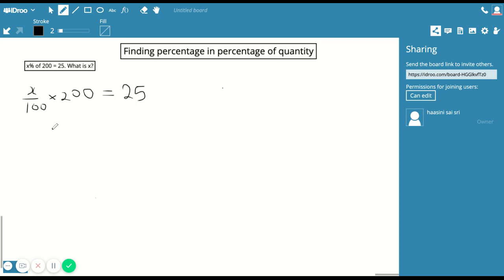Now I know that this and this are being multiplied. 200 doesn't have a denominator. I can keep 1 as its denominator. Now 100 and 200 can be divided by 100. 100 ones and 100 twos. So this gives me x into 2 will be 2x. The denominator will be 1 into 1, which is 1. I can either write divided by 1 or I can just leave it because it just means 2x is equal to 25.